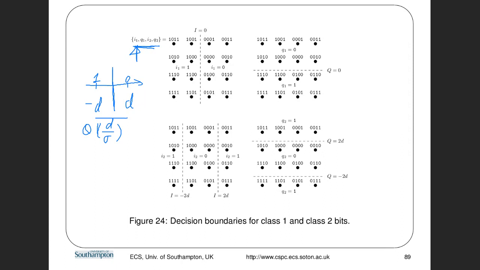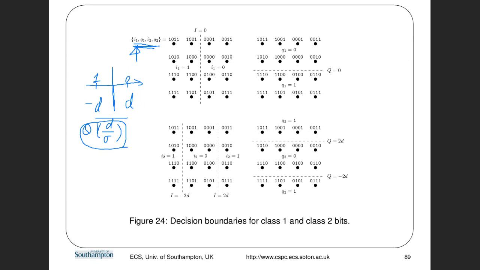So now we have four bits. So we copy the constellation points four times to see where the decision boundary is for each bit. And then we need to draw an analogy to BPSK so that we can also evaluate the BER for 16-QAM.